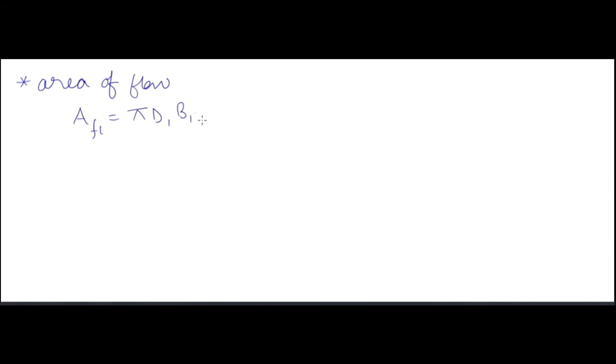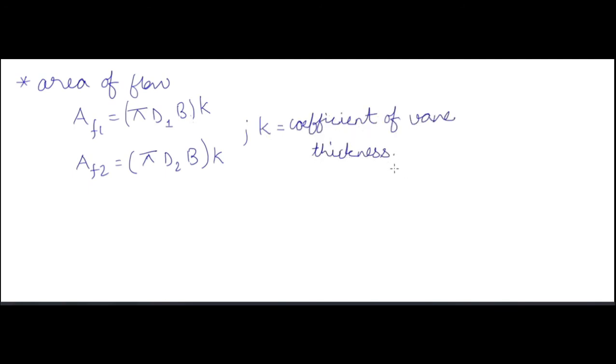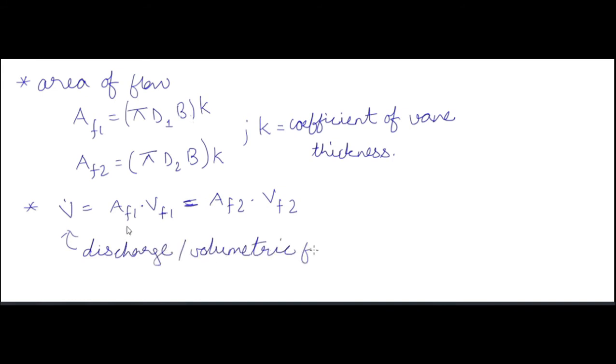Area of flow in the Francis turbine is pi d b into k. At any point, 1 and 2 are inlet and outlet, so area of flow is pi d1 b1, where b is the width of the plate, d is the diameter, and k is the coefficient of vane thickness. Volume flow rate is AF1 into VF1. AF1 means area of flow at inlet, VF1 is velocity of flow at inlet. Volumetric flow rate is the same at both, by the continuity equation. So discharge, the volumetric flow rate, is in meter cube per second.